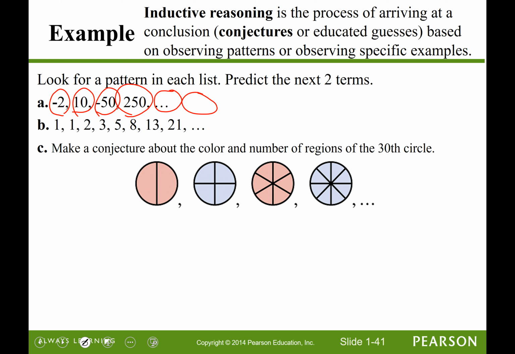Part B, same thing. We've got 1, 1, 2, 3, 5, 8, 13, 21. Based on that pattern, we're supposed to predict what the next two terms are going to be. And same thing for part C.